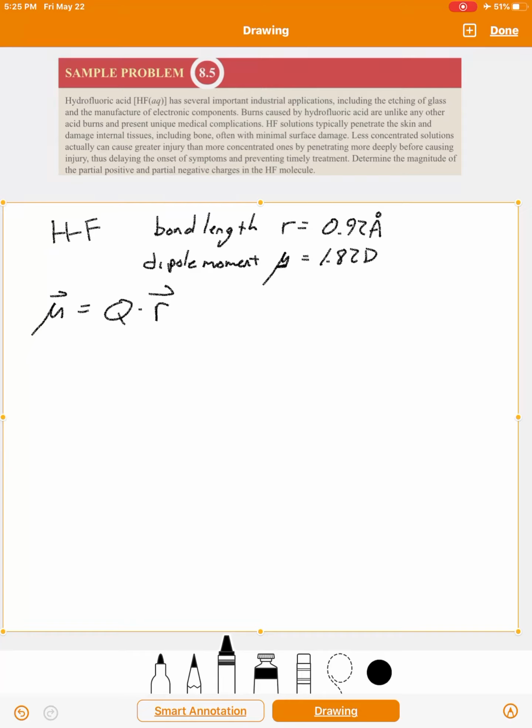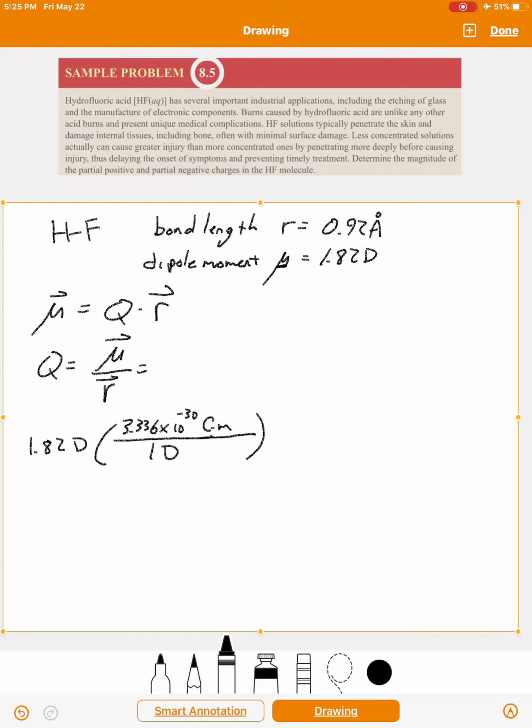Okay? So here's what we do. We want to know what the charge on each atom is. So Q is the dipole moment over the bond length. So the problem is they give it to us in debye. So what I'm going to do is convert 1.82 debye into coulomb meters. Okay, so here's the conversion factor. It's in your textbook. That's 1 debye. Okay, so we've got to do that conversion.